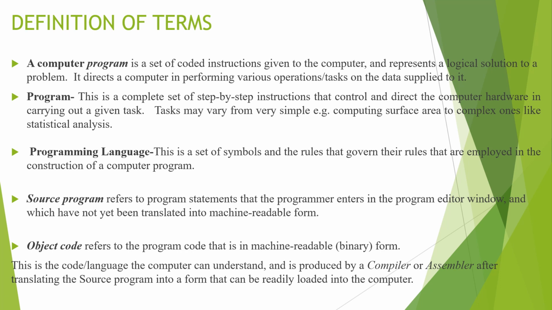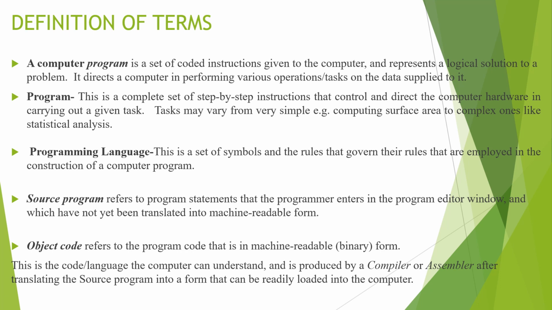The fourth one is source program. Refers to a program statement that the programmer enters in the program editor window, which has not yet been translated into machine readable form. The last one is object code. Refers to the program code that is in machine readable or binary form.